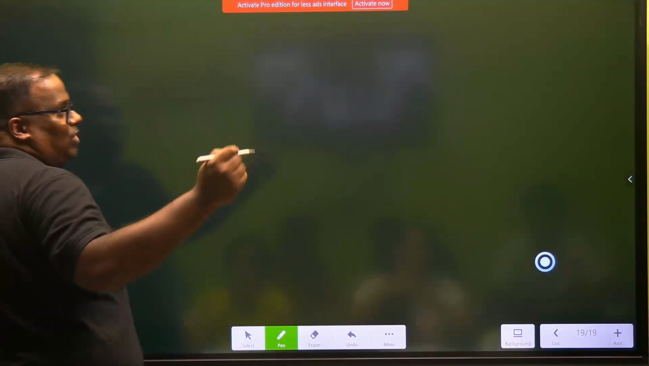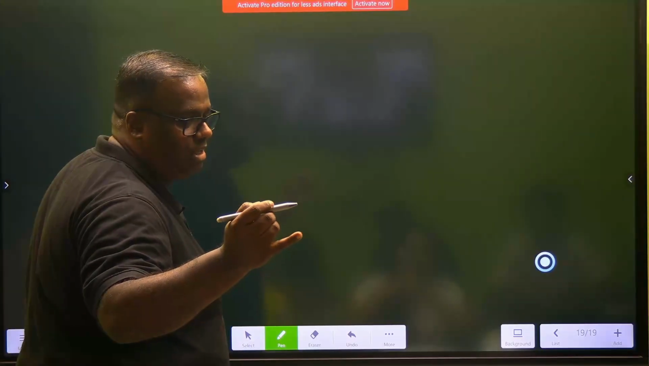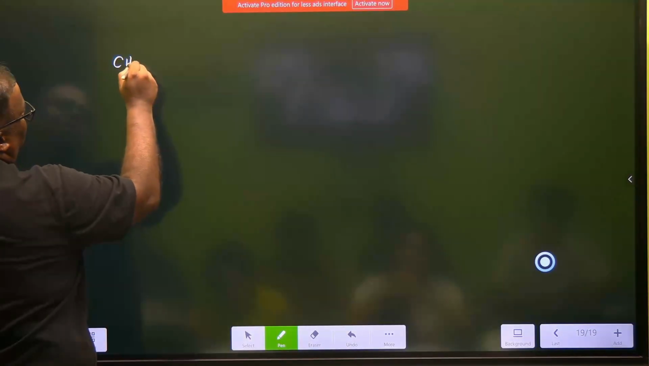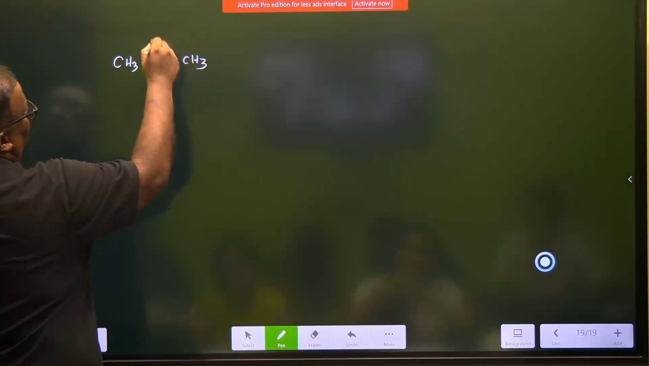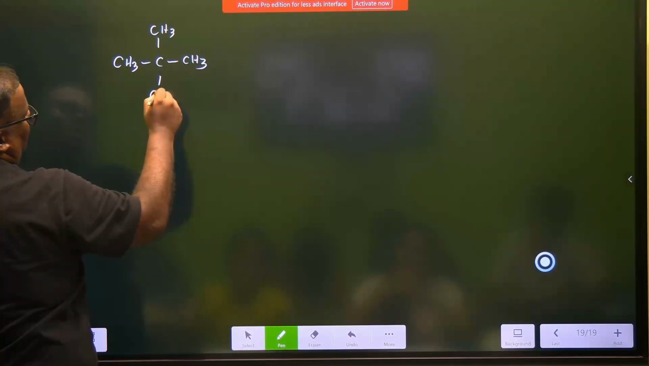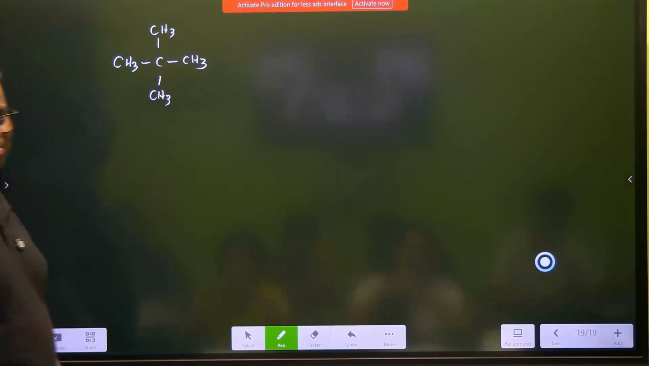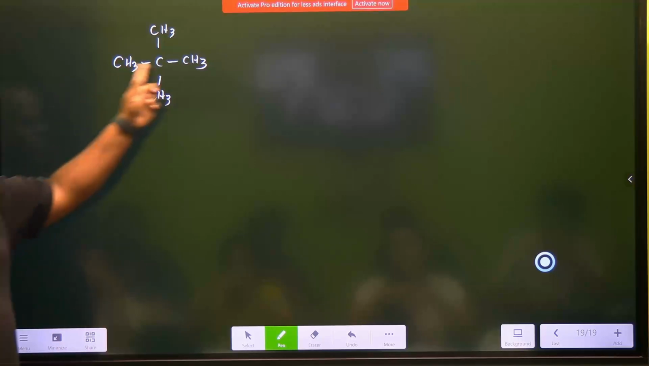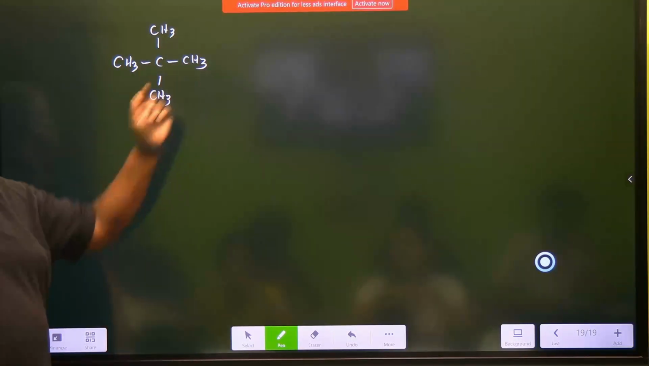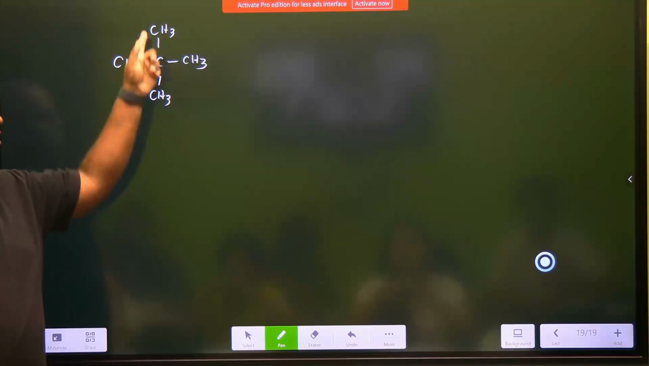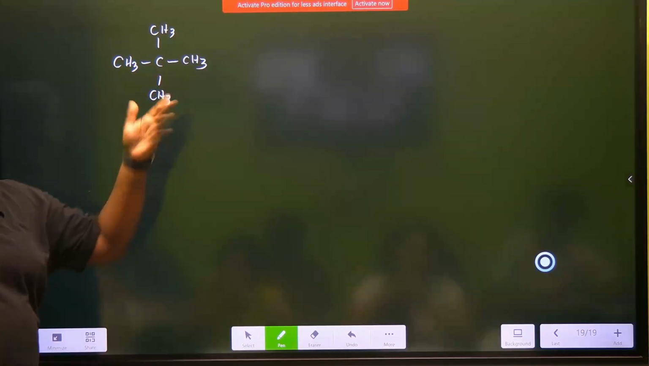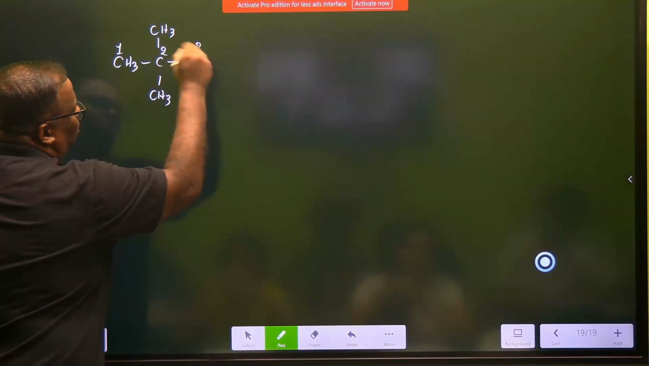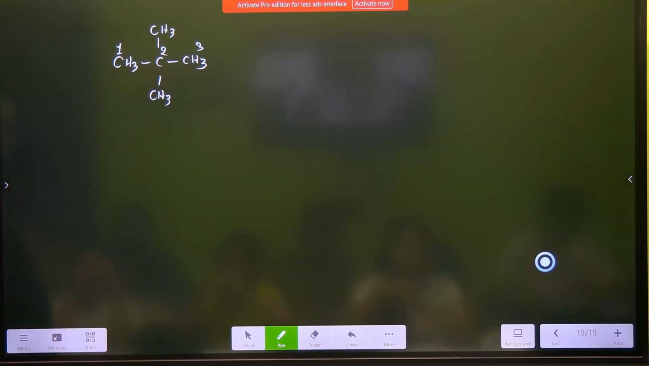So let's see. You remember one of the isomers of pentane? CH3, C, CH3, CH3, CH3. And I said I'll not name it. Now we will name it. How to name it? First, identify the longest chain. Which way should you go? This way? Whichever way you go, it's CH3, C, CH3. So all are the same. So shall we go with the easiest one? One, two, three.